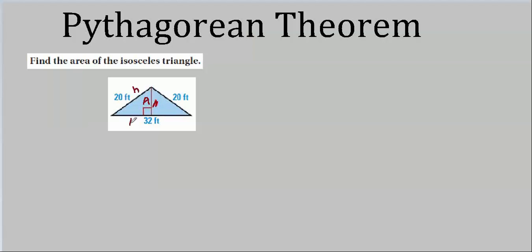And why don't we call this one b? That'll be just like our original writing of our Pythagorean theorem. A squared plus b squared equals h squared. But in this case, b is half of 32.